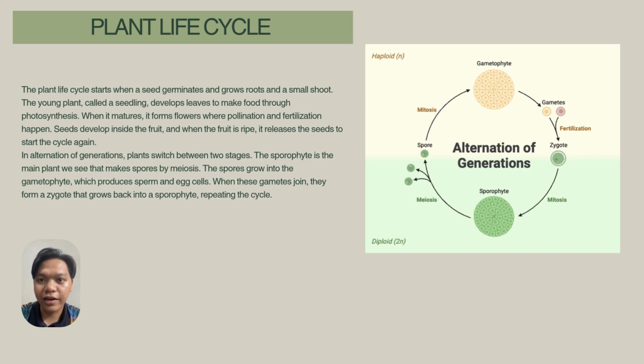In terms of alternation of generations, plants switch between 2 stages. First, the sporophyte is the main plant we see that makes spores by meiosis. The spores grow into the gametophyte, which produces sperm and egg cells. When these gametes join, they form a zygote that grows back into a sporophyte, repeating the life cycle of the plant again.